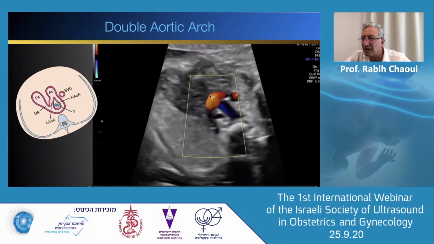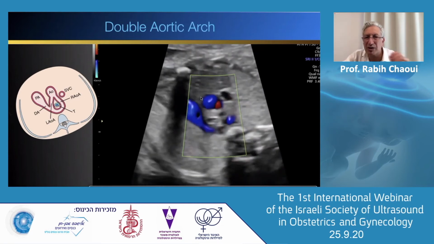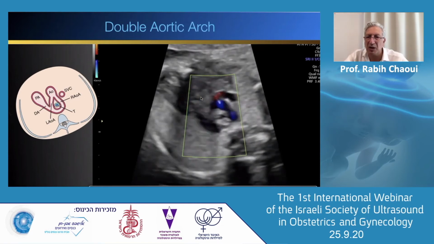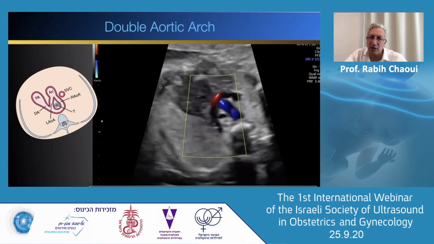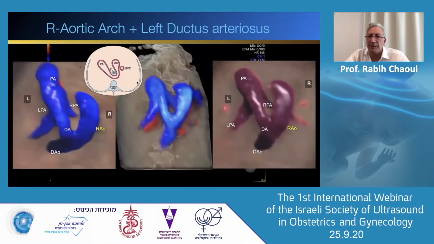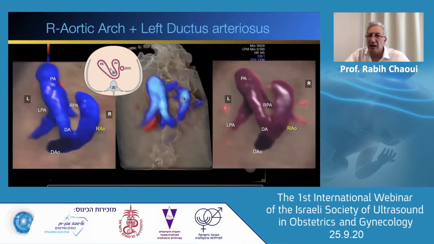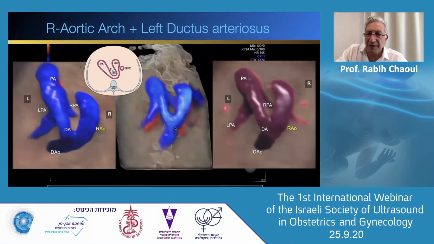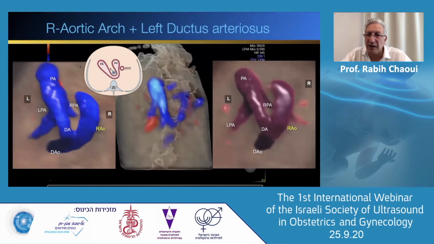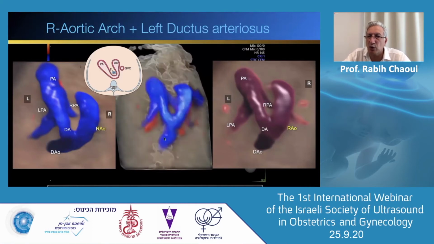But in general, you may also need to demonstrate whether they are really closing. And this is why in these cases, if you have such good scanning conditions, I always use 3D. In 3D, you can clearly see that there is a right arch and a left arch, a right arch and a left ductus with the U sign. And this is not a U anymore, it is like the letter Y. And this is typical of the U sign, right aortic arch and left ductus.